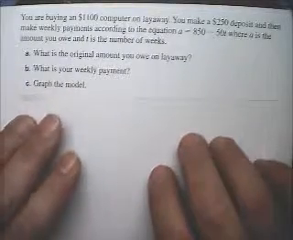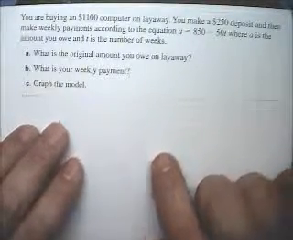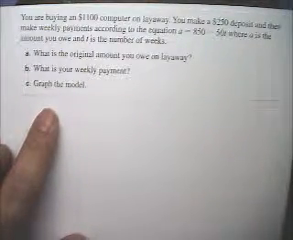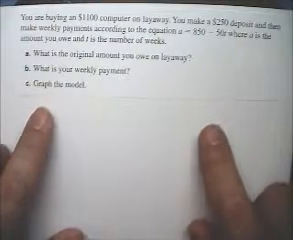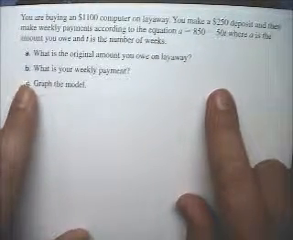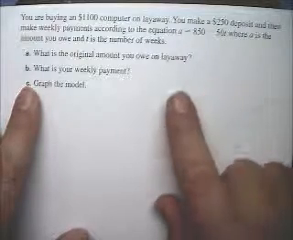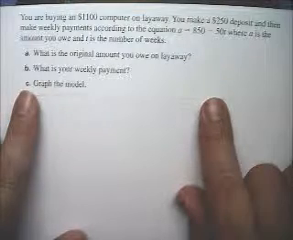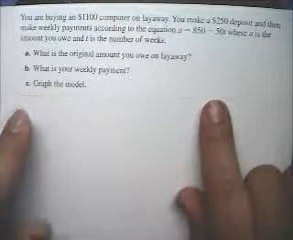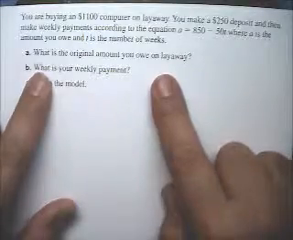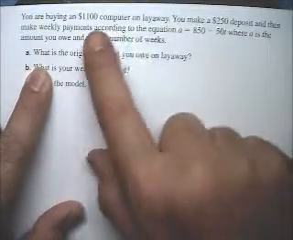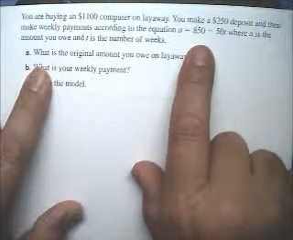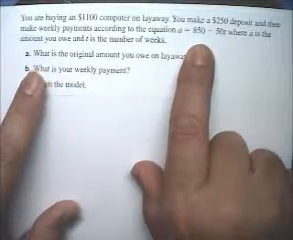Hello, this is Linear Equations and Functions, Quick Graphs of Linear Functions, Example 2. And here we have a story problem, and they describe you buying a computer for $1,100, and you make a $250 deposit, and you're putting it on layaway. So the original amount that you owe would be 1100 take away 250, and that's 850. And you can see how it fits into the equation.